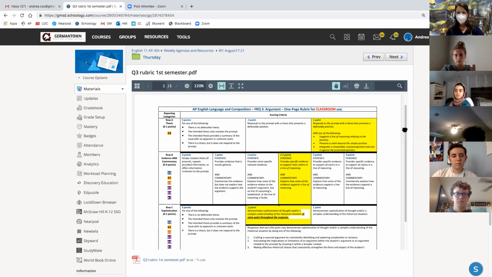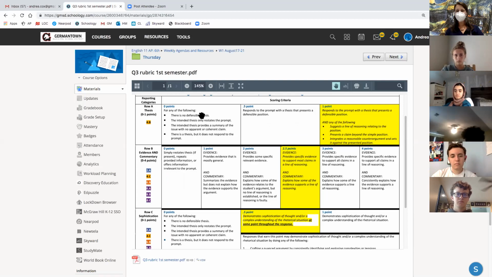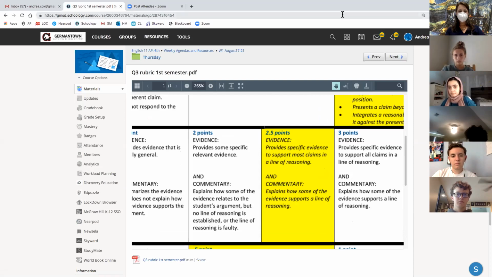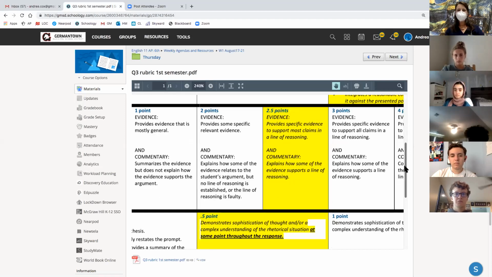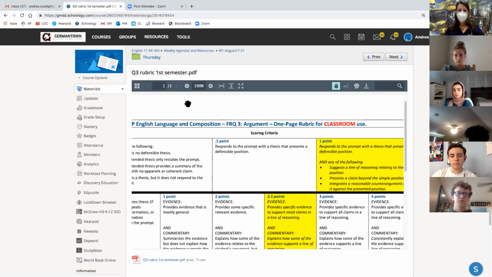So let's look at this. Again, thesis point is the easiest point to get. And I was really pleased with y'all's thesis statements from this first essay, for the most part. We can read this. But when you're looking at how to earn the point, notice in number 1, it says there's no defensible thesis, it restates the prompt, it's a summary or incoherent claim, or it does not respond to the prompt. That's a 0. Obviously, it's not on topic.